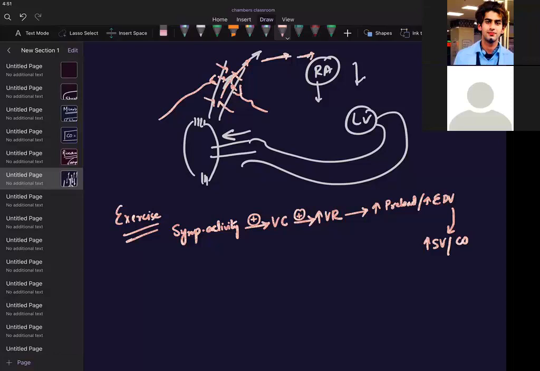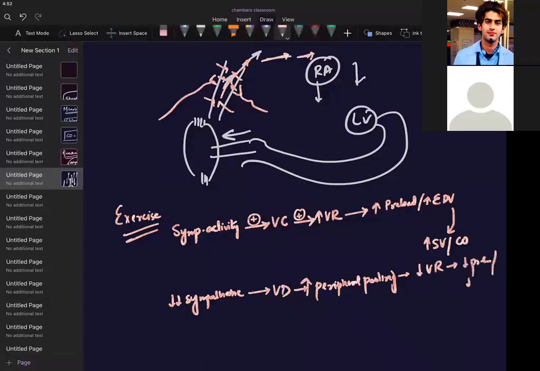So if I am decreasing the sympathetic activity, I am not having any sympathetic activity, what will happen? That won't cause vasoconstriction. That means it will cause vasodilatation. Peripheral pooling will increase. Peripheral pooling increases, that means decrease in the venous return, that means decrease in the preload, that means decrease in the end diastolic volume, that means decrease in the stroke volume or cardiac output.